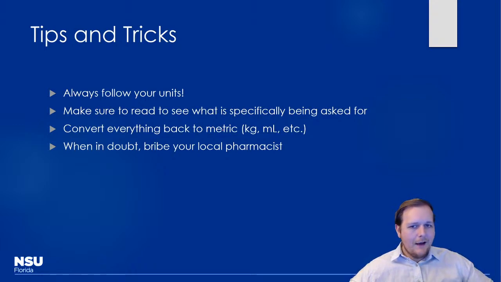Always convert everything back into metrics. So for instance, if I give you a patient's weight in pounds, make sure you always convert it back into kilograms, right? You can just take that and divide by 2.2, and convert it back into mLs, all that good stuff, because that's how most things are going to be dosed for the most part. And then when in doubt, your local pharmacists are always very bribable, typically either appealing to their ego or monetary remuneration. All of those things are perfectly fine, and they can help you out too.